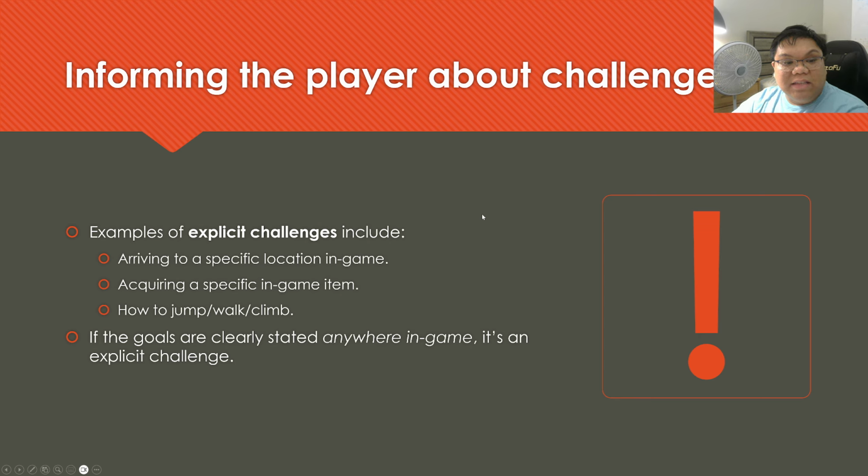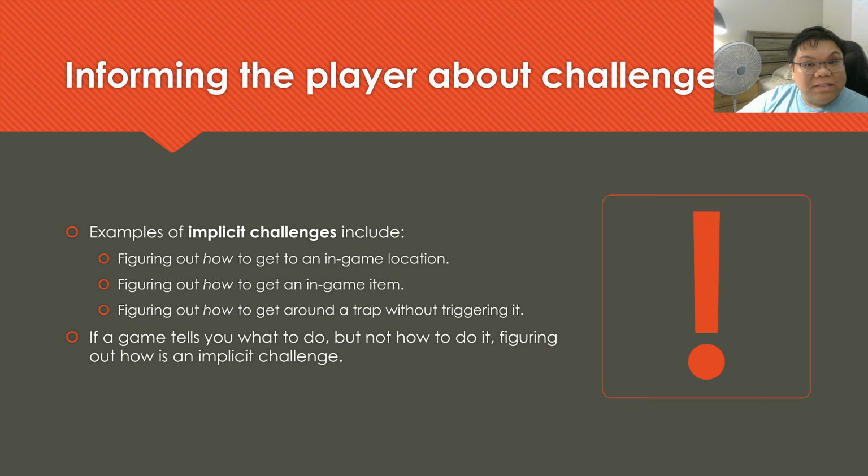Examples of explicit challenges include pressing a button to climb on a cliff surface. Get to this specific location in game. Pick up an item from the ground. How to walk. How to jump. How to climb. How to move the camera. These are explicit challenges, and in this case, they also may be atomic challenges. If the goals of what to do are stated clearly in the game, they are explicit challenges. If a game tells you what to do, but it does not tell you how to do it, those are implicit challenges.